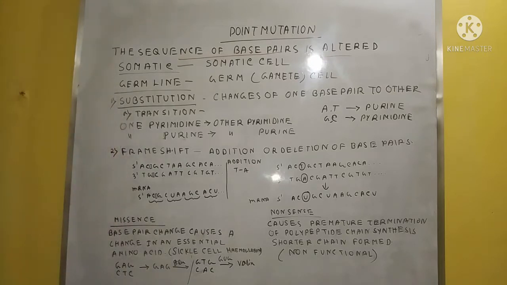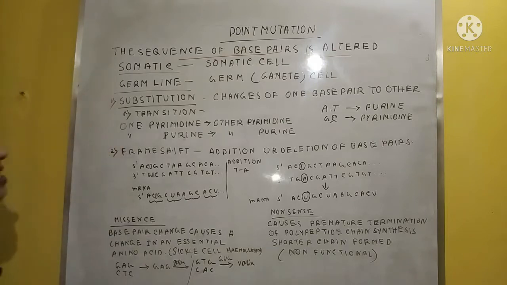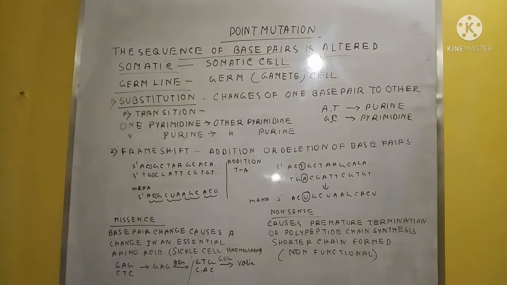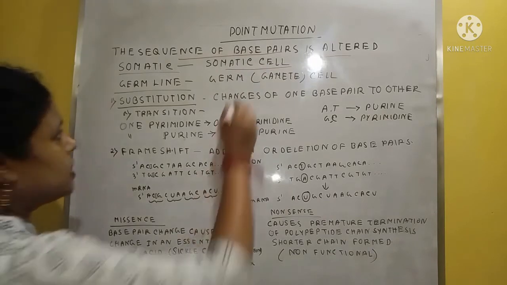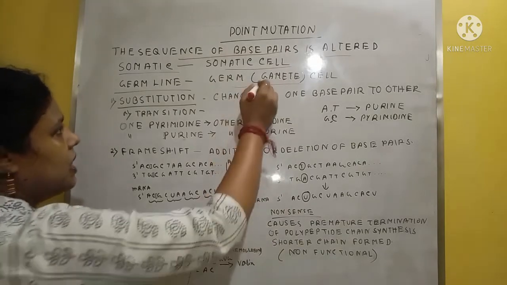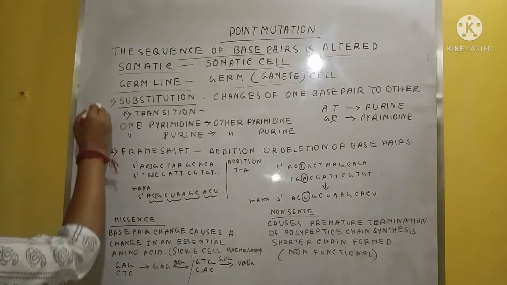And here two kinds of mutation are seen. One is the somatic mutation, another is the germline mutation. The somatic mutation is when the mutation occurs in the somatic cell and the change is found in the somatic cell. And germline means the gamete cell, or the germ cell. Some base pair changes in the germ cell, and that's why some features are added or deleted from the gamete cells. Clear?